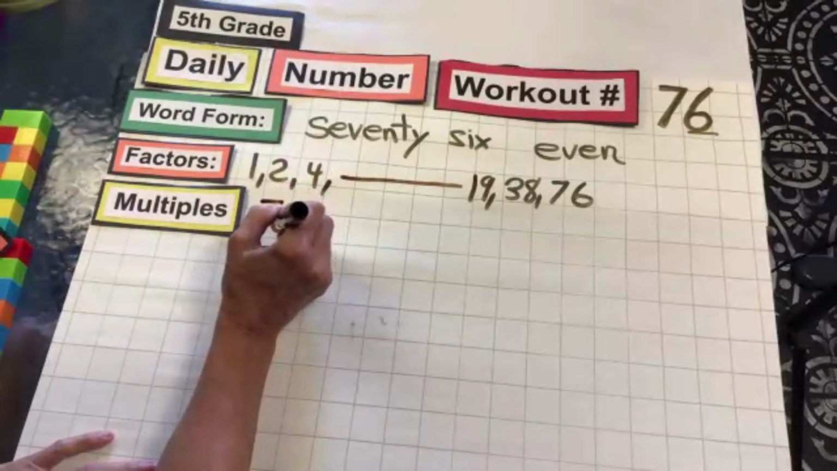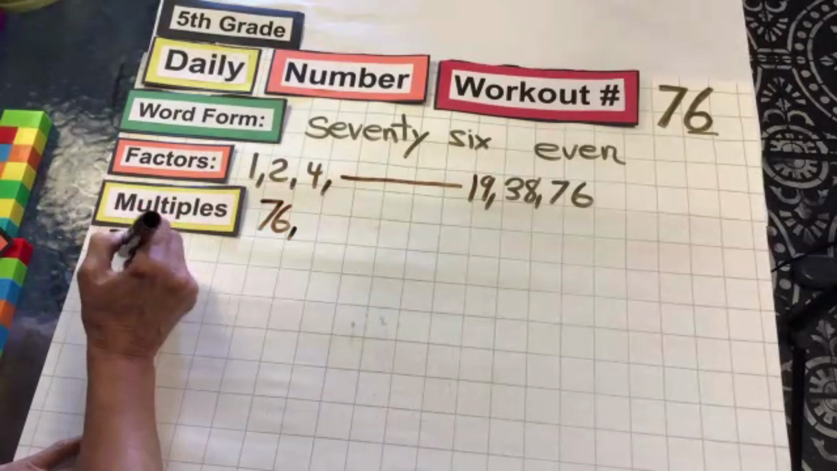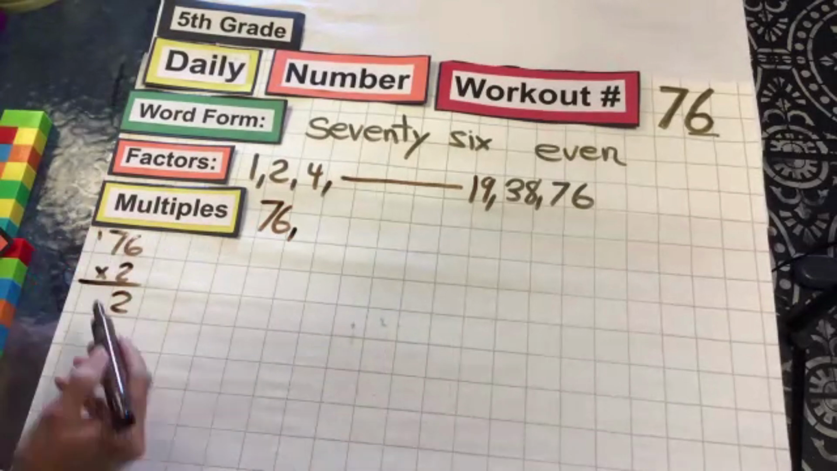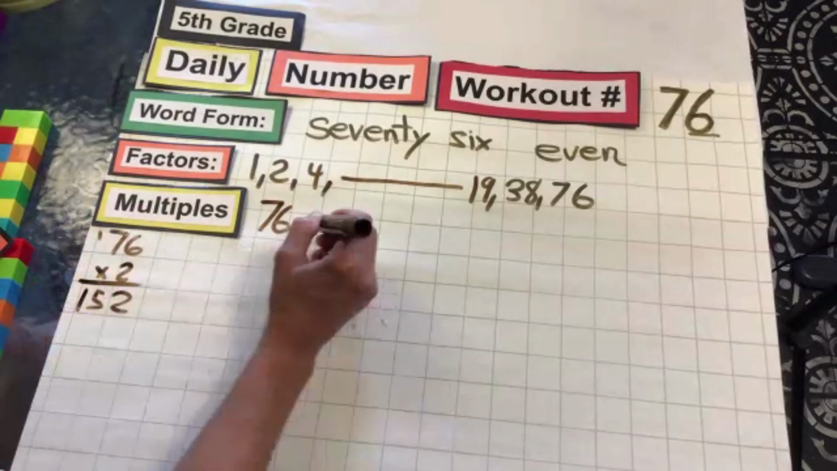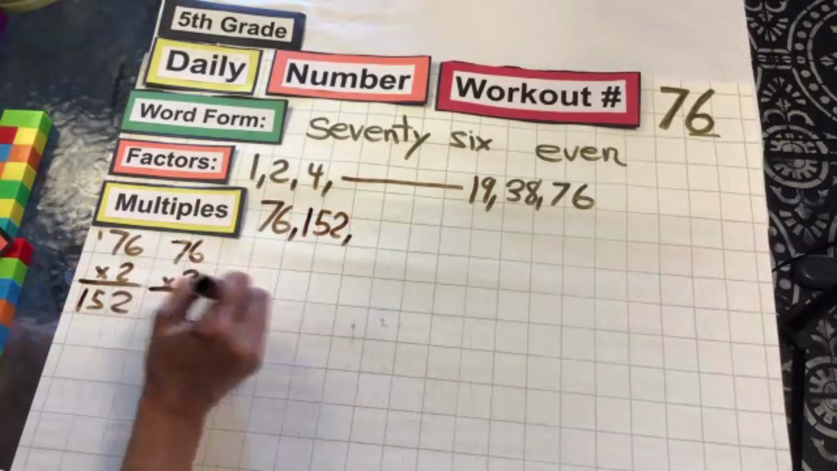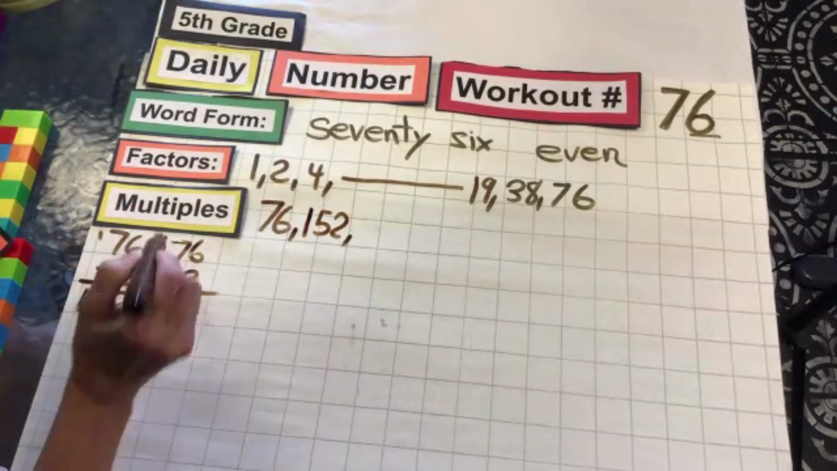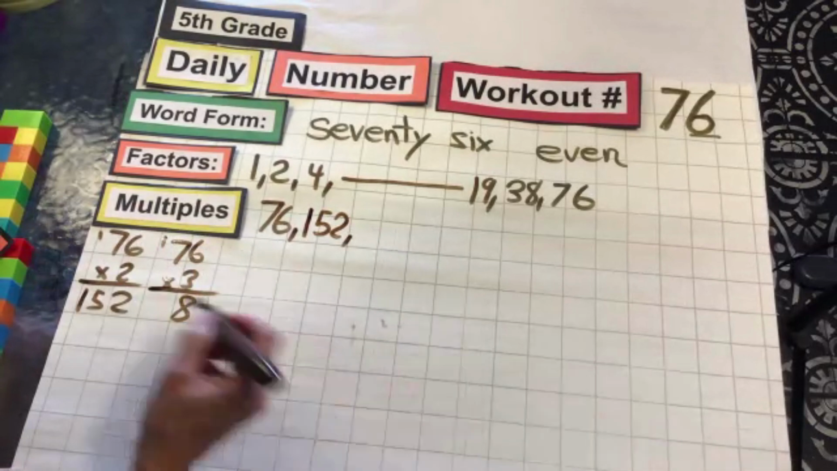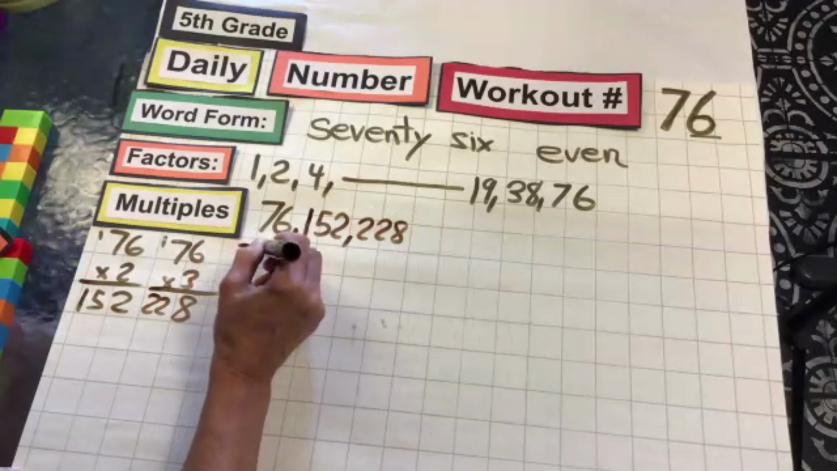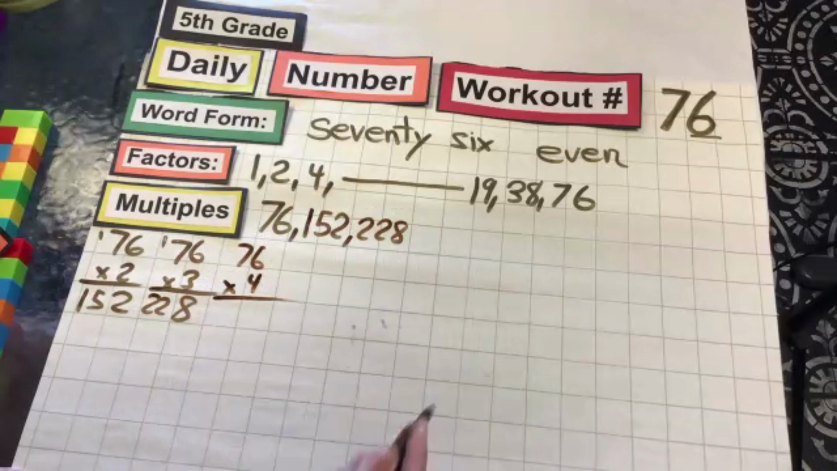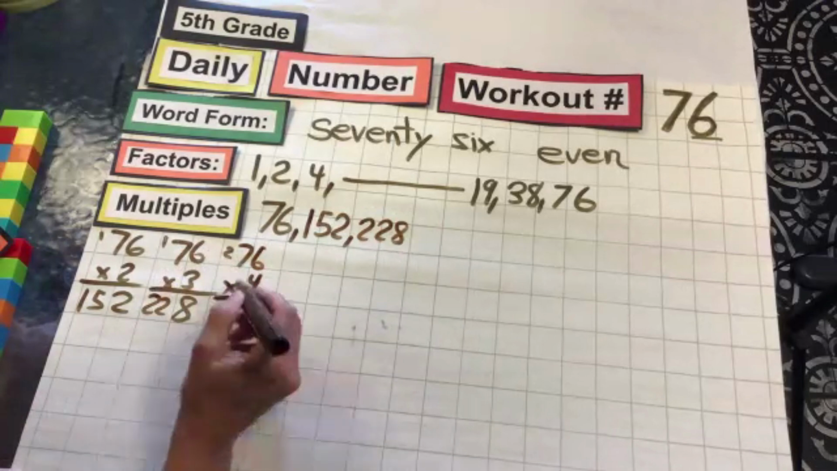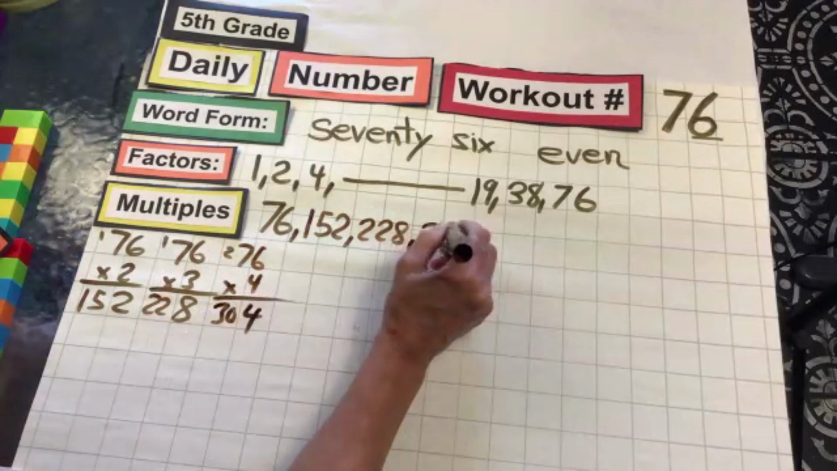Number 76, 1 times 76 is 76. Let's do 2 76s. 2 times 6 is 12. Drop the 2, carry the 1. 2 times 7 is 14, plus 1 is 15. So we have 152. 3 76s. 3 times 6 is 18. Drop the 8, carry the 1. 3 times 7 is 21, plus 1, 22. 228. 4 76s. 4 times 6 is 24. Drop the 4, carry the 2. 4 times 7 is 28, plus 2 is 30. 304.